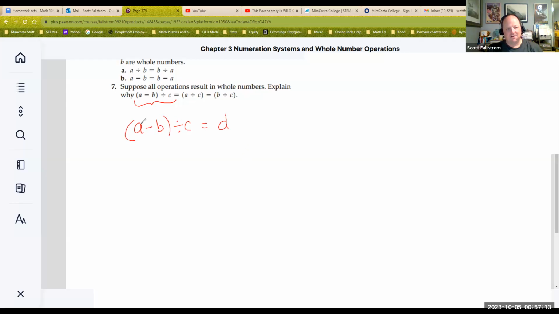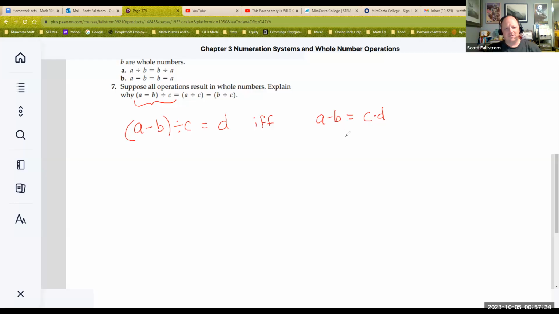Well, a minus b, this quantity divided by c, is equal to d if and only if what? If and only if a minus b is equal to c times d. All right.